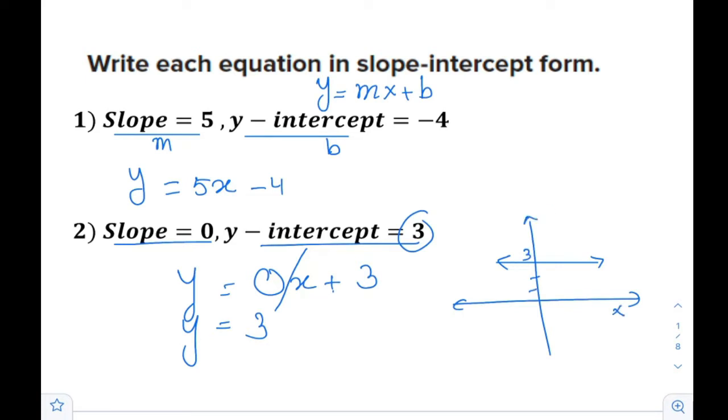This is our x-axis, this is the y-axis. It's a horizontal line passing through 3. And we do not need to write the slope as 0x, so it's y equals 3. But this is the general form.